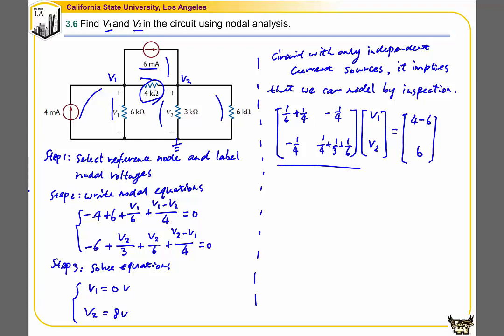After we set up this equation, we can simply solve it for V1 and V2. In this problem, we should have the same answer: V1 is equal to 0 volts and V2 is equal to 8 volts.